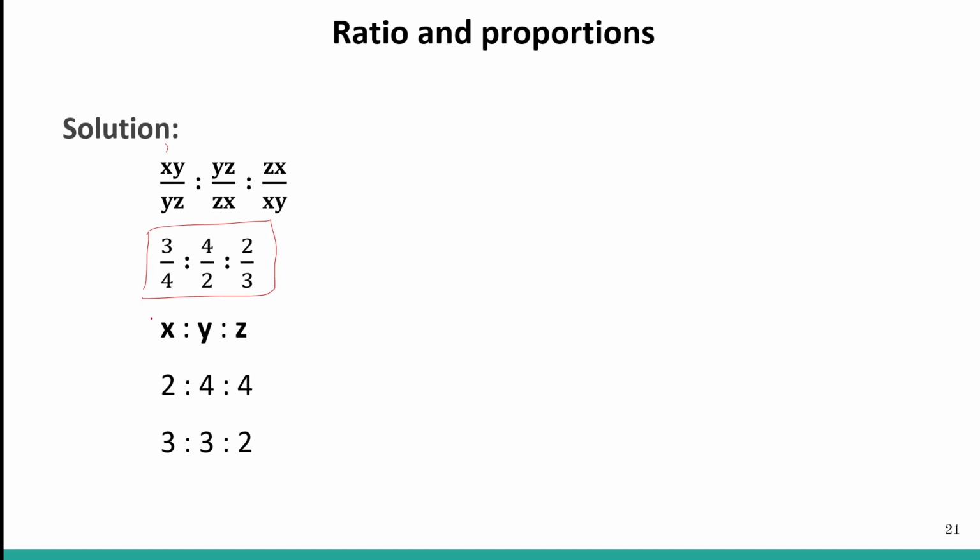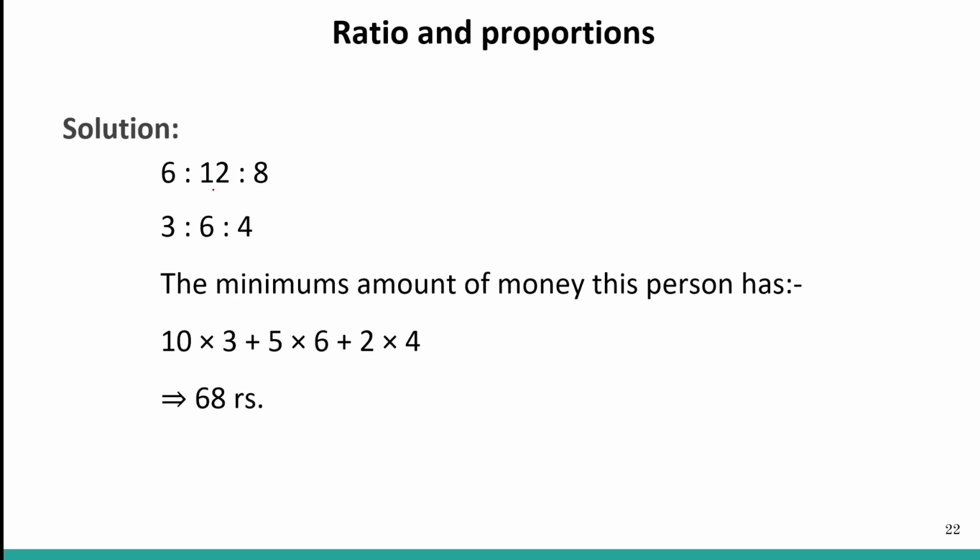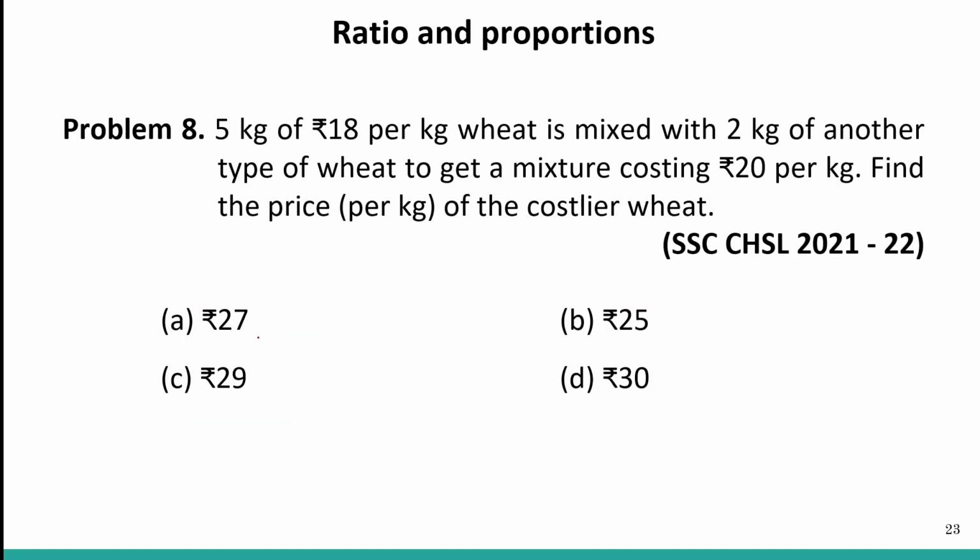So x is to y is to z will be 3 by 4 times 12 is 9... so 6 is to 12 is to 8. Okay. So dividing by 2, what we are left with is 3 is to 6 is to 4. That is a simple ratio. So the minimum amount of money this person has is 10 into 3 plus 5 into 6 plus 2 into 4. That is equal to 68 rupees. So let's see problem number 8.